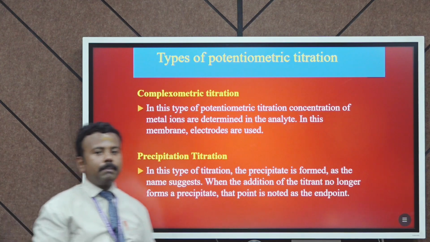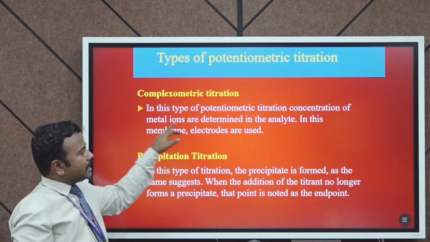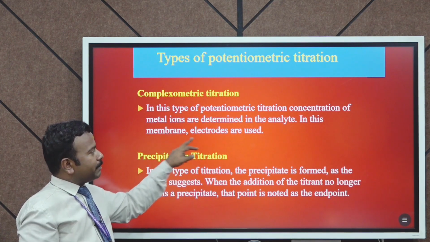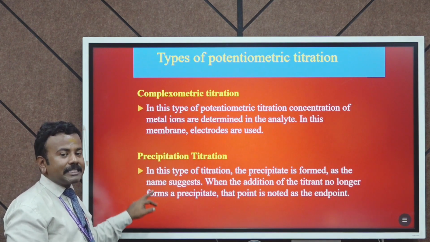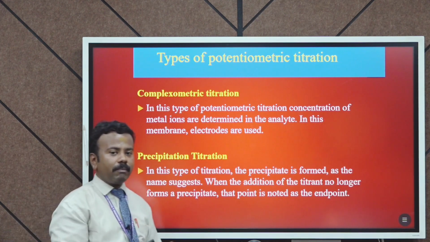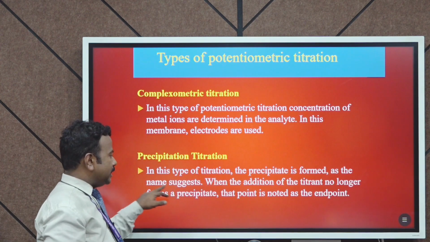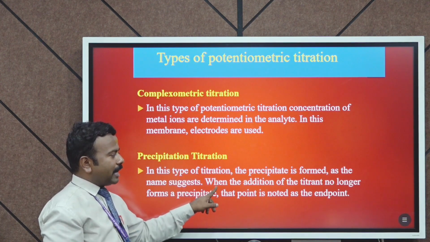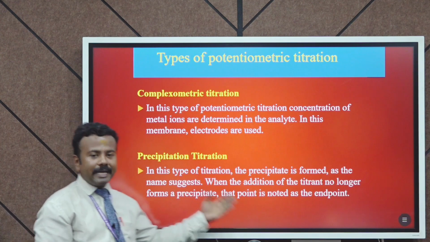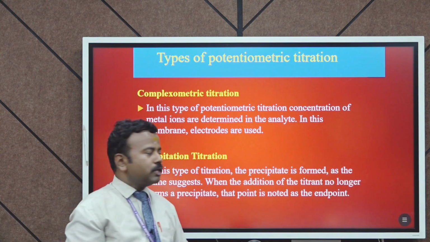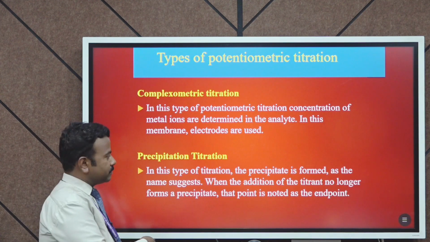The next one is complexometric titration. In complexometric titrations, metal ions are determined in the analyte using membrane electrodes. The next one is precipitation titration, where a precipitate is formed, as the name suggests. When the addition of titrant no longer forms a precipitate, that point is noted as the end point. So these are the complexometric and precipitation titrations.